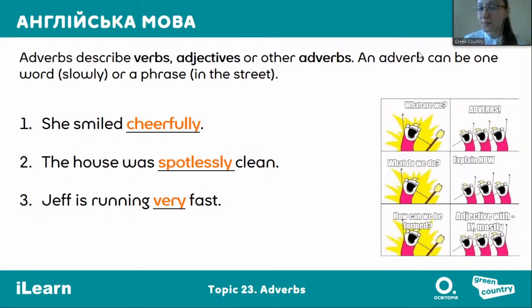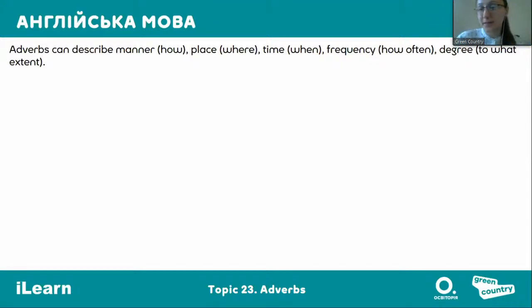Can we use adverbs to describe a noun? Can we say she is cheerfully? Can an adverb describe a noun? No, never. So it describes only verbs, adjectives, or other adverbs. So let's go next. Adverbs can describe manner, how; place, where; time, when; and frequency, how often; and sometimes degree, to what extent. So let's find out what it means.